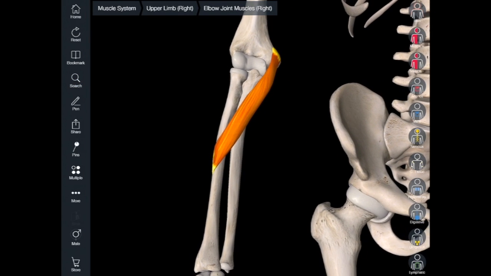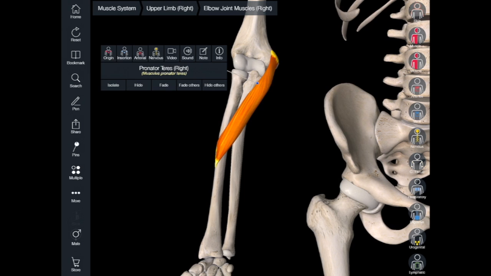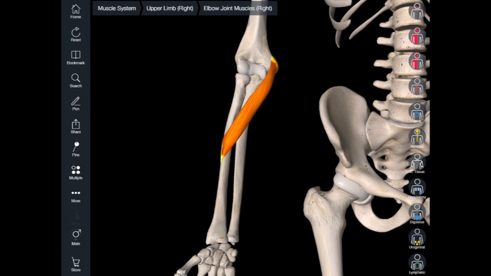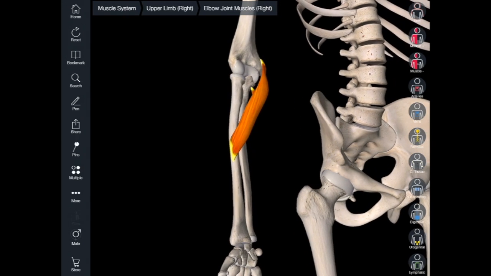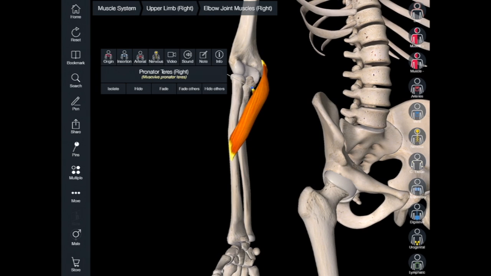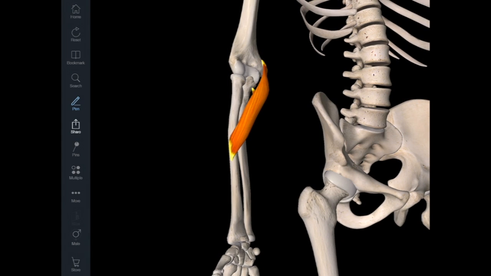So this is the pronator teres muscle. We can definitely see that the insertion of the muscle is on the pronator tubercle, and the pronator tubercle is about halfway down the lateral aspect of the radius. So it's called the pronator tubercle because it is the insertion for the pronator teres muscle.